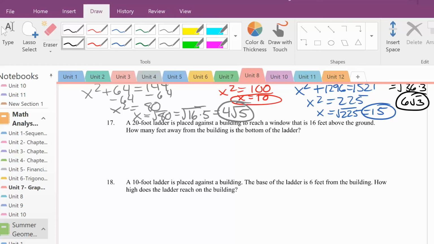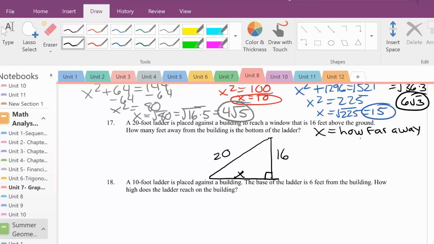Here, a 20-foot ladder is placed against a building to reach a window. So here's your building, and here's the window right here. The window is 16 feet above the ground, and the ladder is 20 feet. And the building makes a right angle with the ground. It wants to know how many feet from the building the bottom of the ladder is. So you put x. So x equals how far away from the building the ladder is.